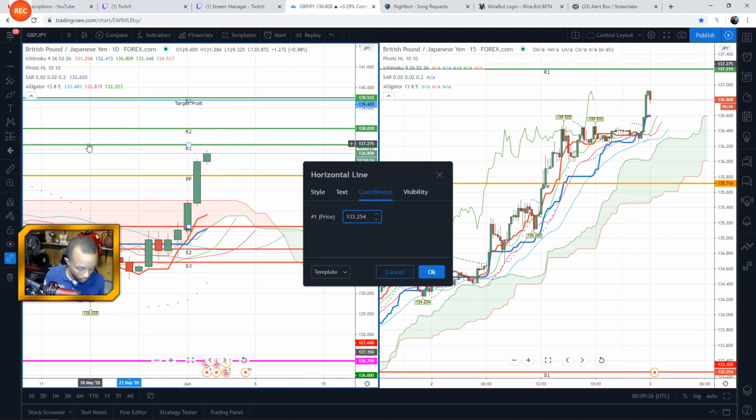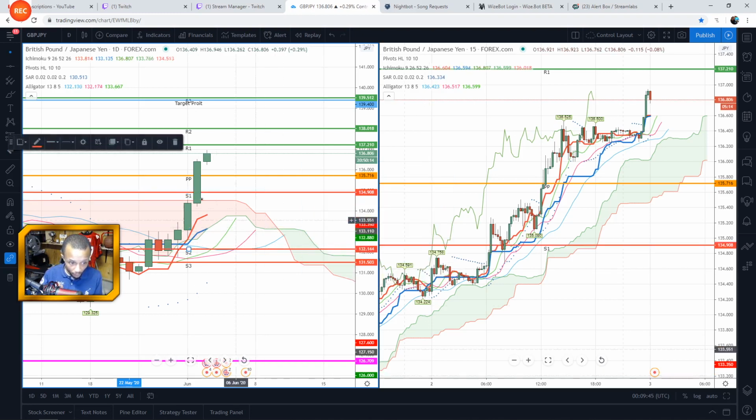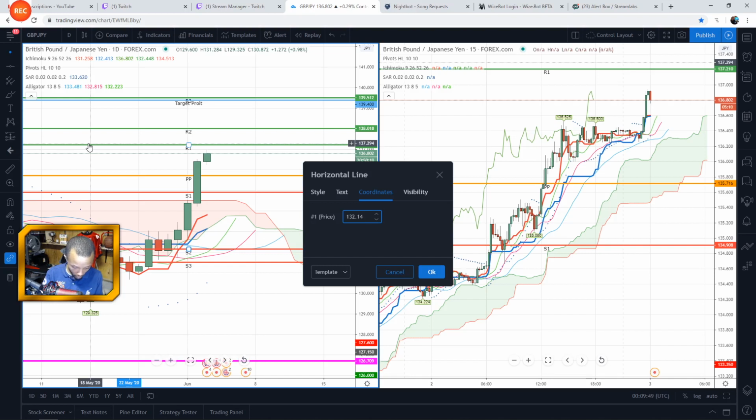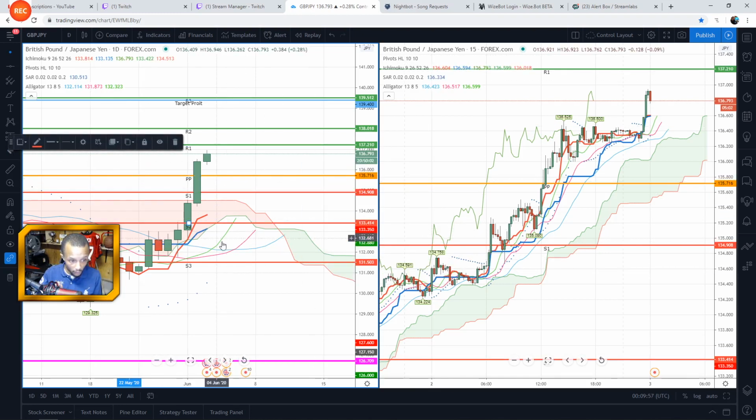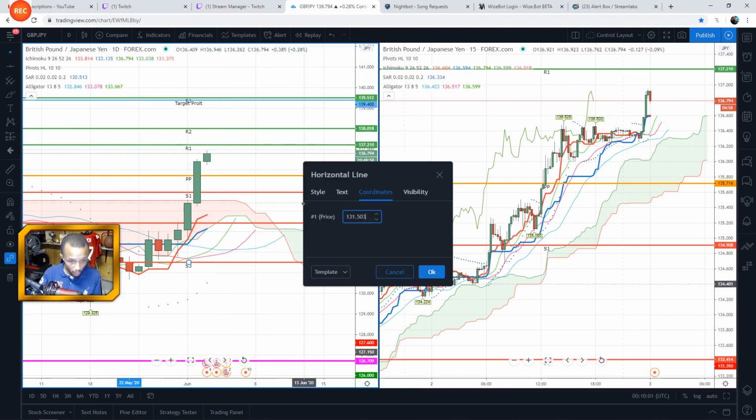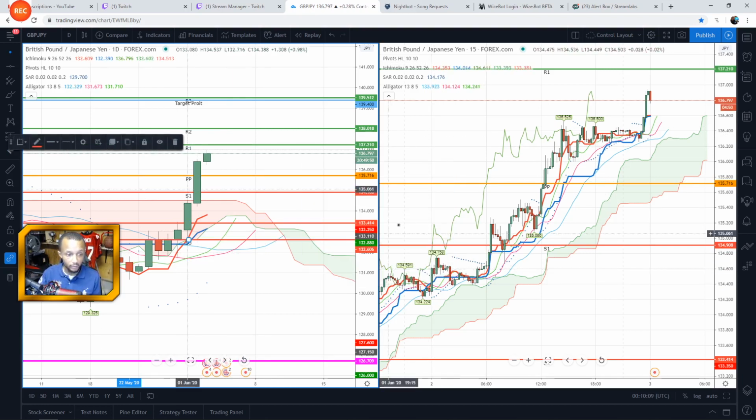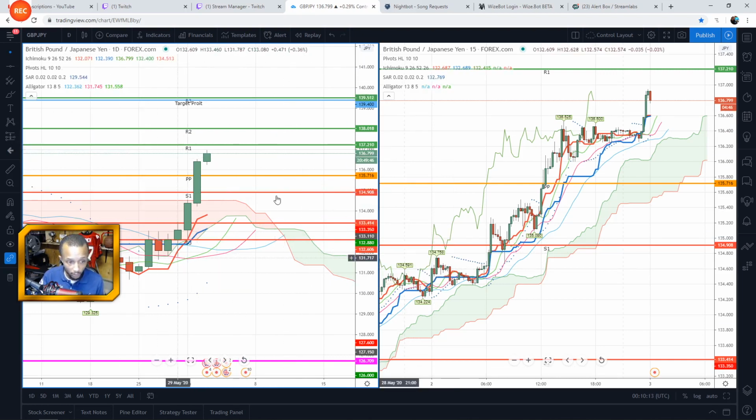Coming on down to support one to move the rest of these pivot points over. We got S1 at 134.908. We got S2 at 133.414. And we got S3 at 132.60. So all the lines have been moved up. These are our new parameters or landmarks as far as what's holding the price in check and what's keeping it from moving to its next phase or expansion level.